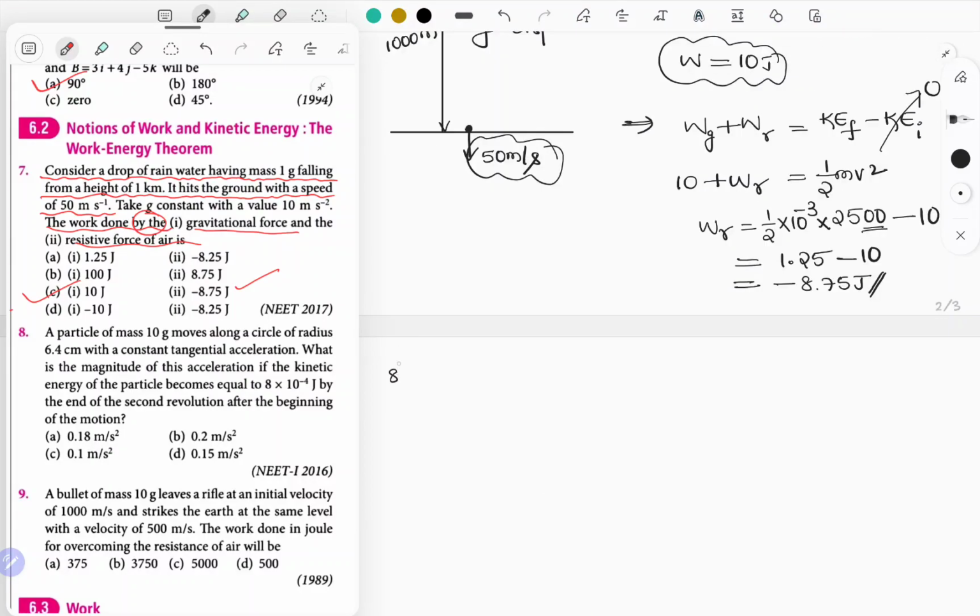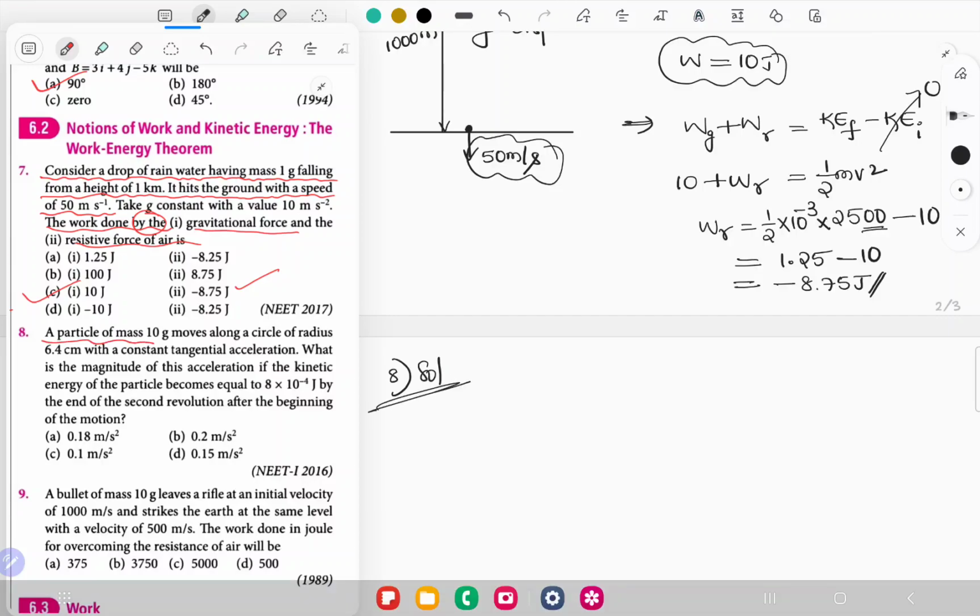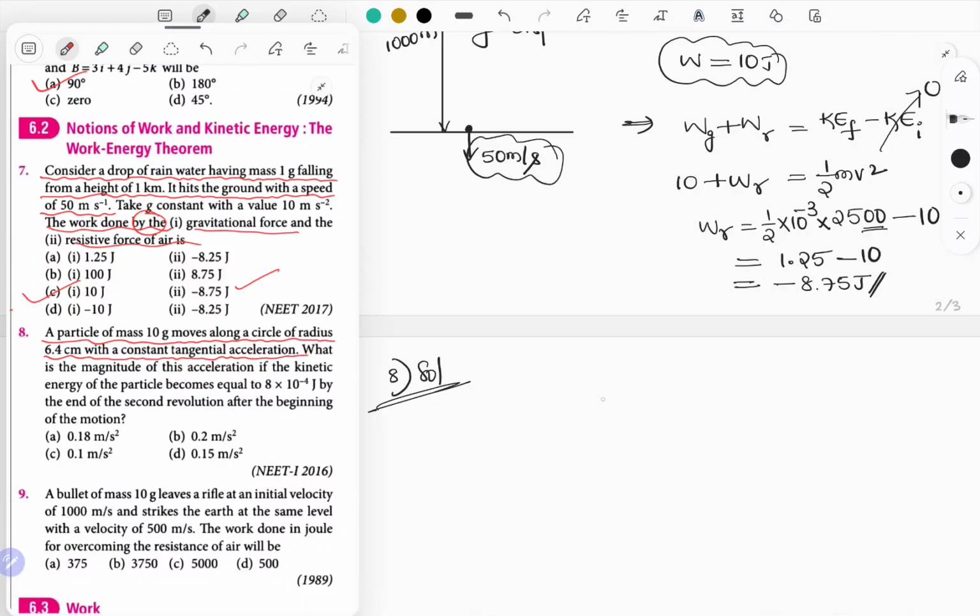Now question number 8. Let me read it out. A particle of mass 10 grams moves along a circle of radius 6.4 centimeter with a constant tangential acceleration.